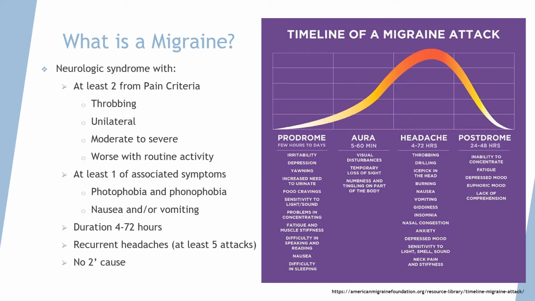Migraine is a neurologic syndrome with at least 2 from this major pain criteria, which is throbbing, unilateral, and moderate to severe in intensity, and the pain gets worse with activity. It also needs at least 1 from the minor associated symptoms, one of them being photophobia and phonophobia, and the other being nausea and/or vomiting. The duration is 4 to 72 hours, and at least 5 attacks of migraines are needed for the diagnosis, and there should be no secondary cause.